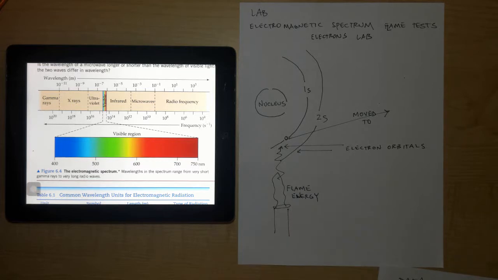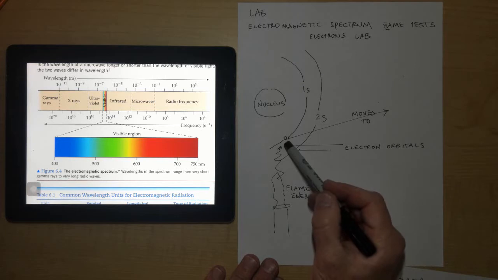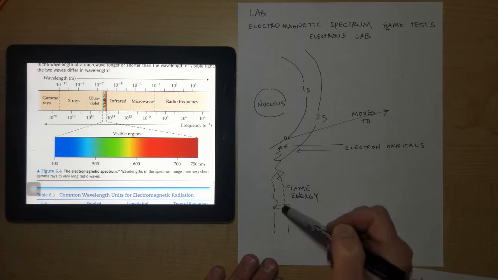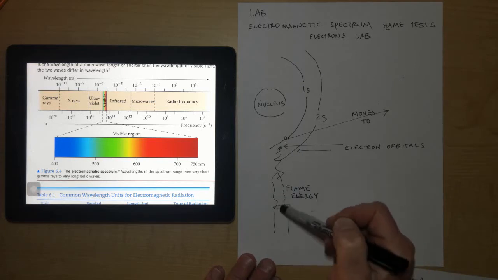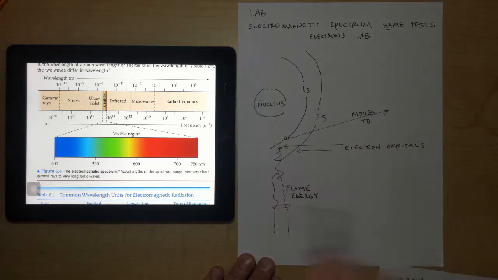For this lab, though, what you need to know is we're going to take various metals that are made up of atoms, and we're going to take those atoms that have electrons, and we're going to give those electrons extra energy by putting them into a flame. The flame is going to come from a Bunsen burner. Please draw this picture in your notebook.